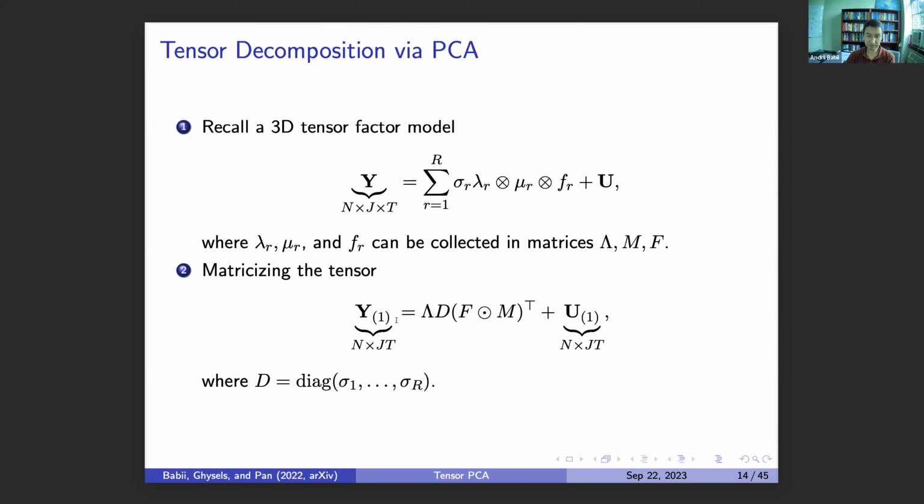And so this suggests that if you look at the sample covariance matrix using this matricization, perhaps we can identify the matrix of loadings lambda. So this lambda basically collects all R loadings corresponding to different factors together, observed for all n cross-sectional units.